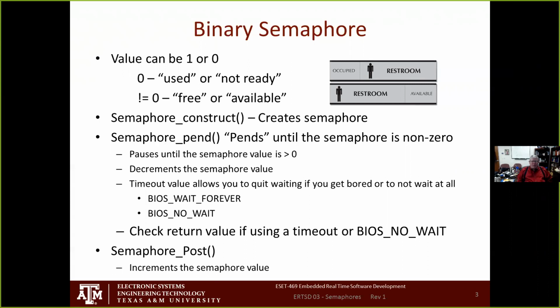And it's going to decrement the semaphore value. So if we are in the free or ready state, we are non-zero, typically a 1. For a binary semaphore, it absolutely has a 1. So what happens is when we call semaphore pend, the value is decremented, so now the value is 0, and the operating system won't return control to the task until that value has been changed.